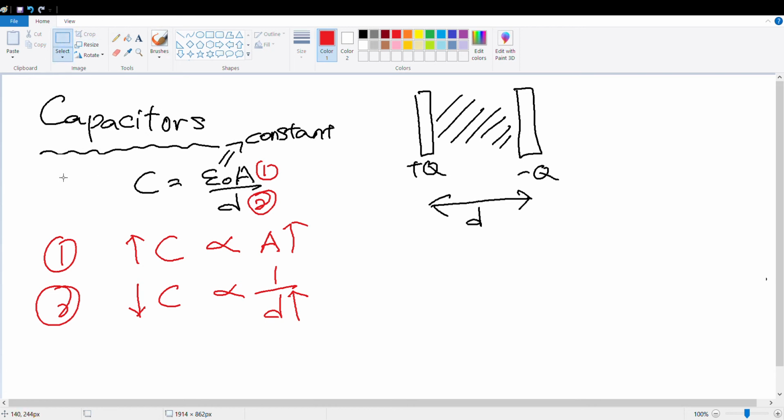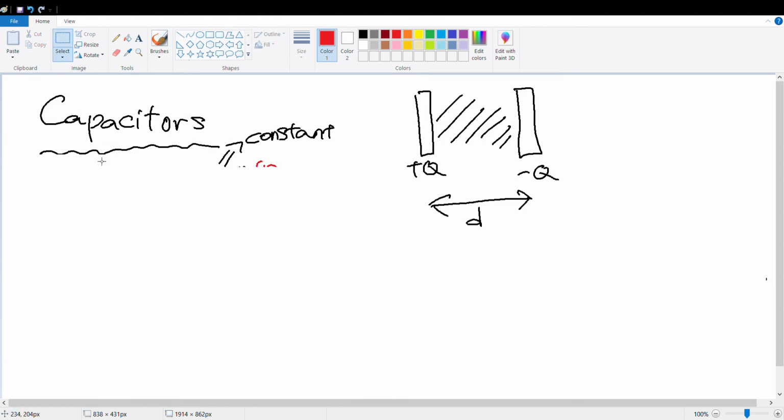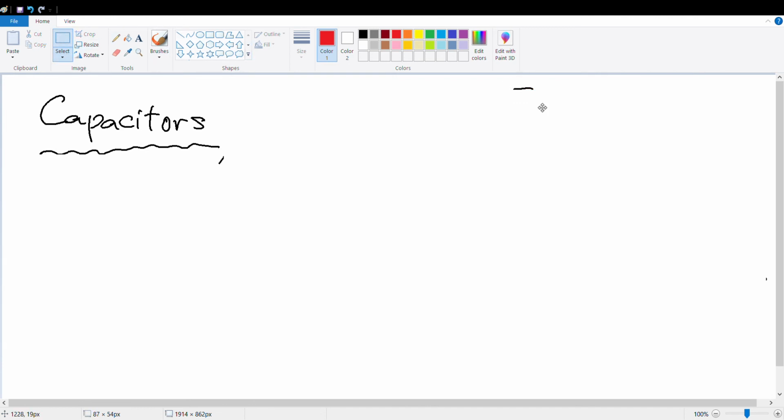Alright, so let's move on to the new subtopic. Okay, we have done the property of the capacitor, and we have done the formula for the capacitance of the capacitor. Alright, so let's move on to our new subtopic. In this topic, we are going to talk about the dielectrics.